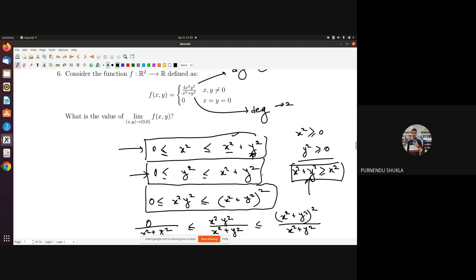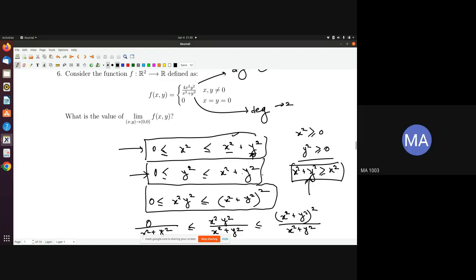But why? That's the product. You are just multiplying both. And the inequality will remain intact because all of them are positive, non-negative numbers. So the inequality will not be affected if I take the product. If one is negative and one is positive, then the inequality may be affected. But here it will not be affected because everything is non-negative.